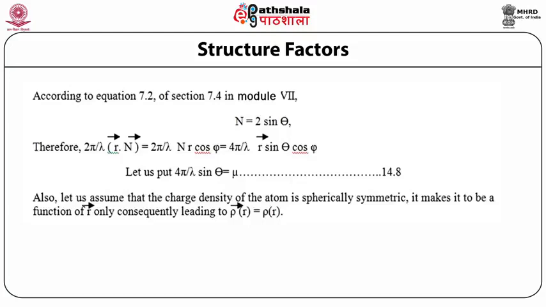Therefore, 2 pi by lambda, r vector dot n vector, is equal to 2 pi by lambda, capital N r cos phi, equal to 4 pi by lambda, r sine theta cos phi. Let us put 4 pi by lambda sine theta equal to mu, as represented by equation 14.8. Now, let us assume that the charge density of the atom is spherically symmetric. It makes rho a function of the magnitude r only, consequently leading to rho of r vector equal to rho of r.